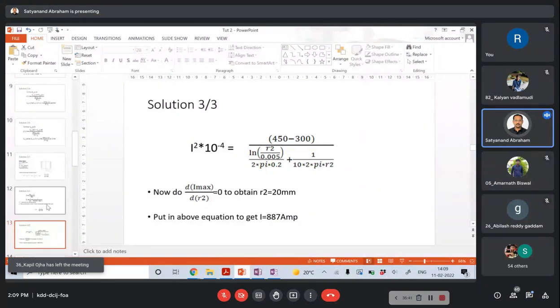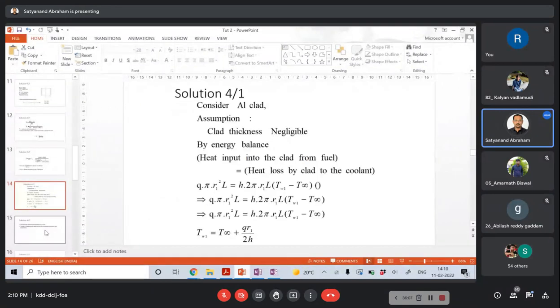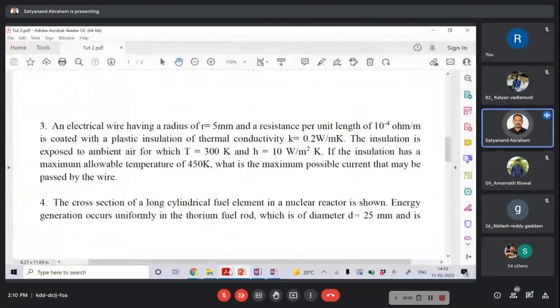Okay, yeah. So that's how you can do this. Whatever is written over here is something different, but this is the method, the logic behind that. Yeah, this is the circuit. So first the conduction resistance and the convective resistance, and the total heat passed is I square R equals T1 minus T2 divided by R1 plus R2. Okay, yeah. So that's how you can do that particular problem.